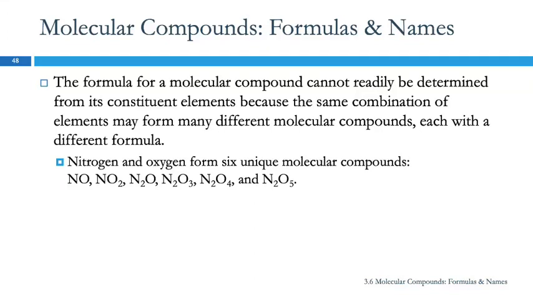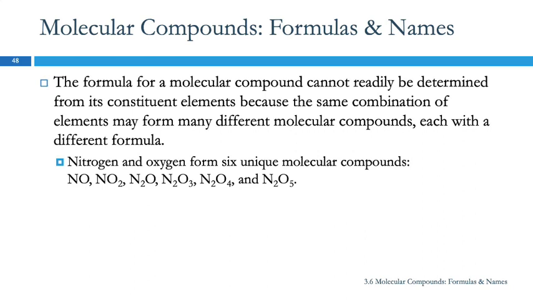So the next category of compounds that we're going to learn to name and write formulas for are the molecular compounds. These need a different system of naming, a different system of nomenclature, because there are no charges involved, and so we can't use those charges to find out how many nitrogens and how many oxygens would go together.